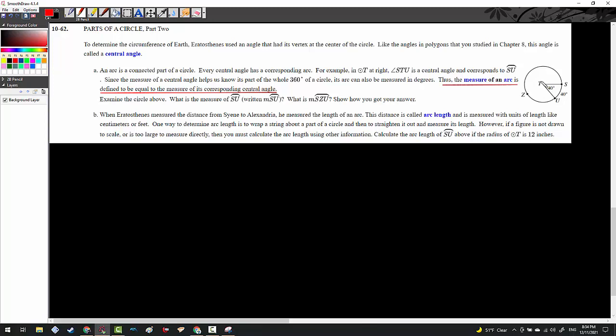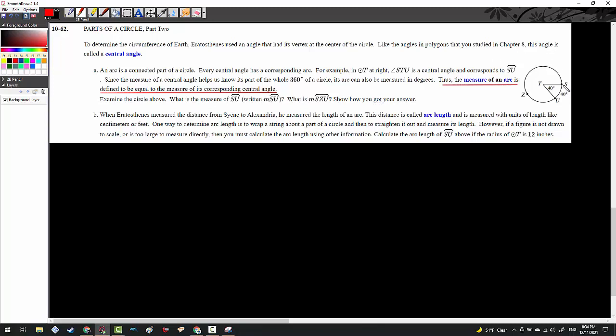Do not get them confused. Arc measure is the degrees that the arc contains, or the degrees that the arc takes. Arc length is going to be literally the distance between the 2 points on the arc, and they talk about that in part B. So it says, examine the circle above. What is the measure of SU, written as the measure of arc SU?